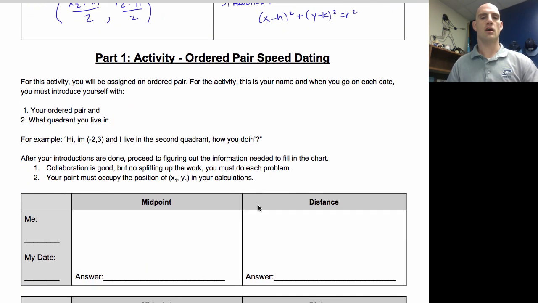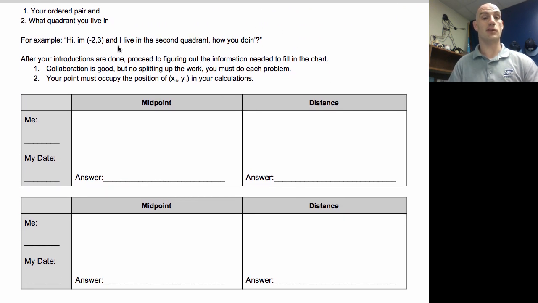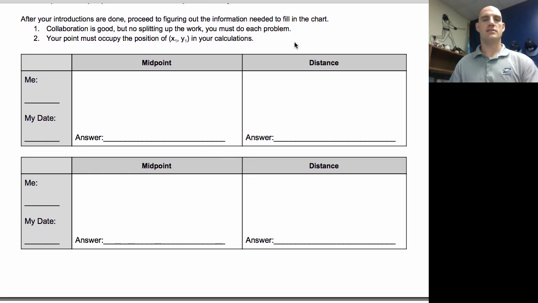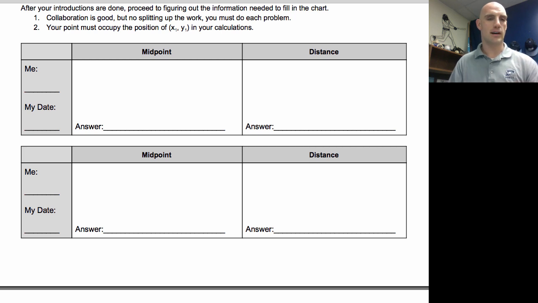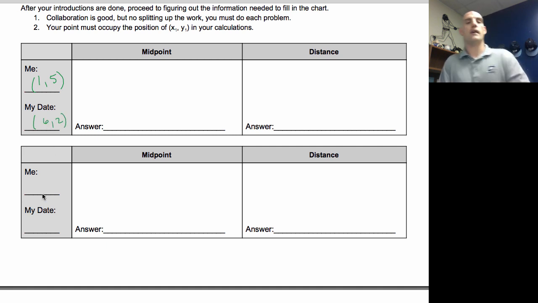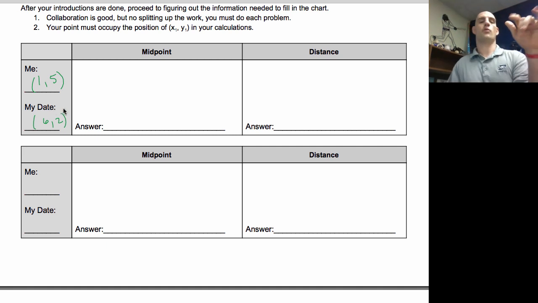Okay, so this was an activity that we're going to do in class. It's ordered pair speed dating. So I'm going to pair up people. They're going to have different points. They're going to find the midpoint and the distance. I'm going to give you 2 examples here to allow you to do. I'm going to show you one, then you're going to have one that you can do. Let's just say, for example, that one of you had 1, 5 and the other of you had 6, 2. Okay, and so the goal was to find the midpoint and the distance between those 2 points.